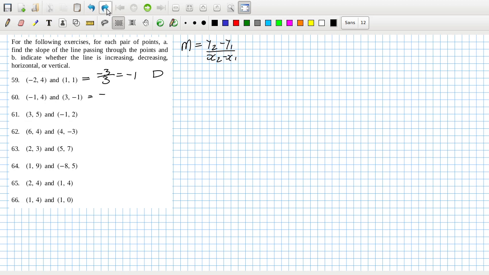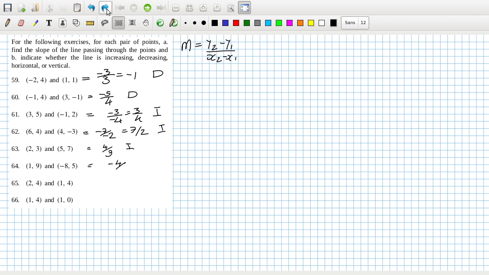Minus 1 minus 4 is minus 5 over 3 minus minus 1. So that's decreasing. 2 minus 5 is minus 3 over minus 1 minus 3, which is minus 4. 3 over 4 is an increasing line. Minus 3 minus 4 is minus 7 over 4 minus 6, which is minus 2. 7 over 2, that's increasing. 7 minus 3 is 4 over 5 minus 2, which is 3, that's increasing.